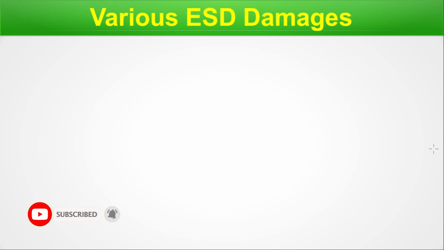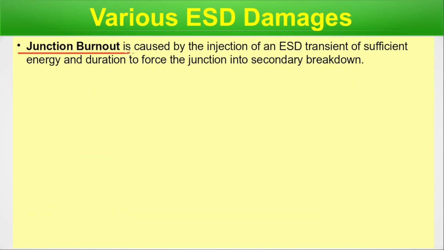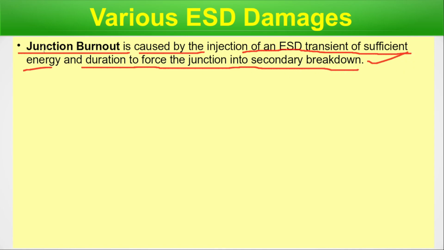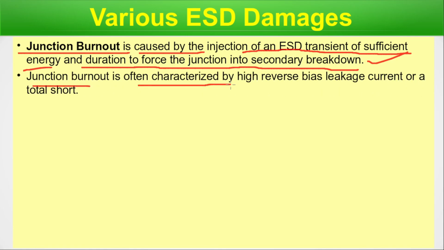Various ESD damages. Junction burnout is caused by the injection of an ESD transient of sufficient energy and duration to force the junction into secondary breakdown. So junction means it could be a PN junction or some other type of junction which can get burned out. Junction burnout is often characterized by high reverse bias leakage current or a total short.